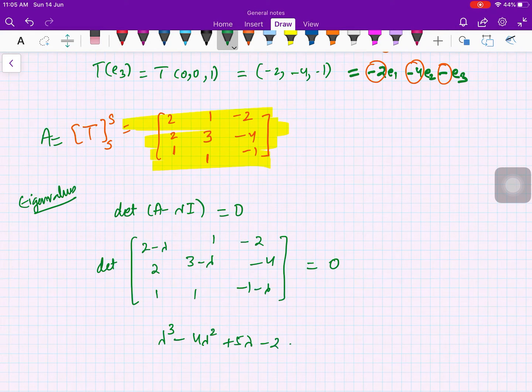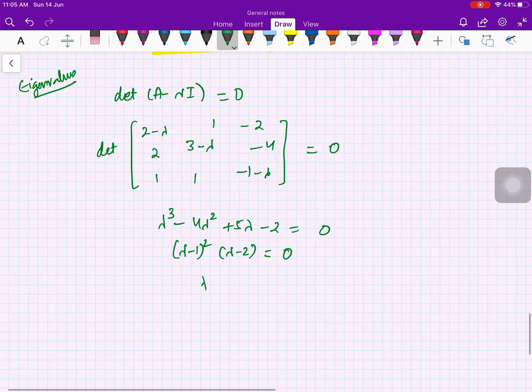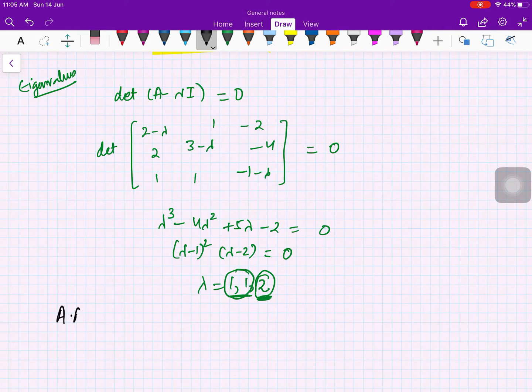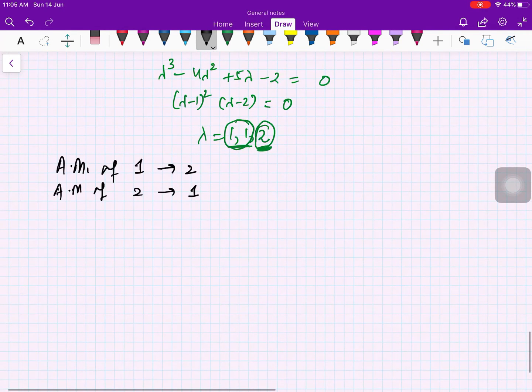Right, so you do it, you'll get lambda cube minus 4 lambda square plus 5 lambda minus 2 equal to 0. So this is (lambda minus 1) square times (lambda minus 2) equal to 0. So you'll get lambda is equal to 1, 1, 2. Fine, so you get two eigenvalues 1 and 2. 1 is repeated 2 times, therefore algebraic multiplicity of 1 is 2, and 2 is occurring as a root of the characteristic equation only once, therefore the algebraic multiplicity of 2 is 1.